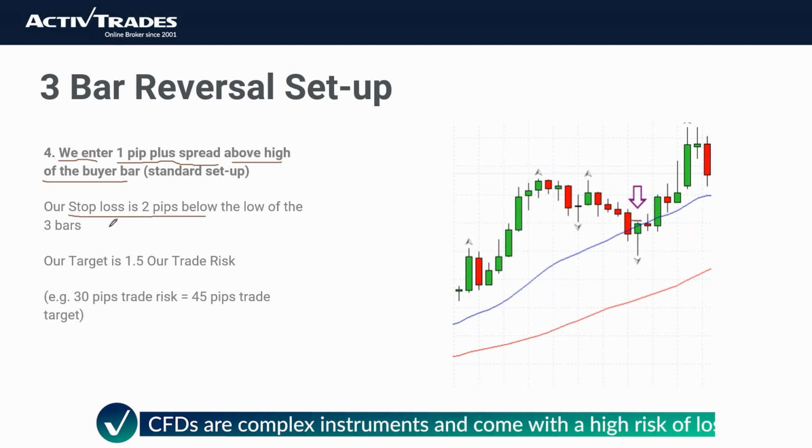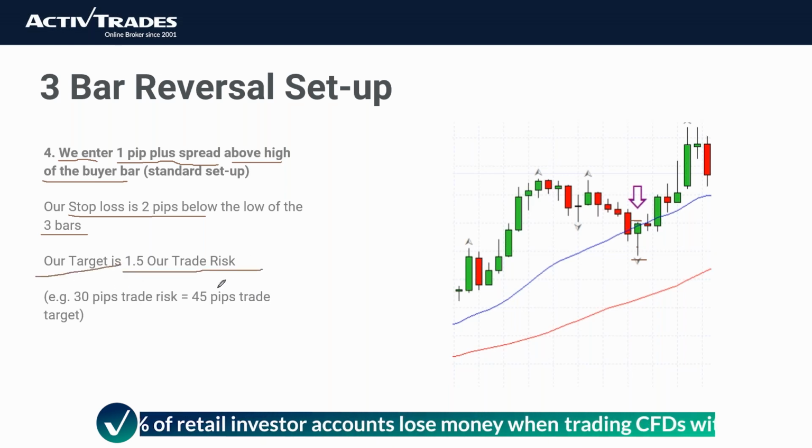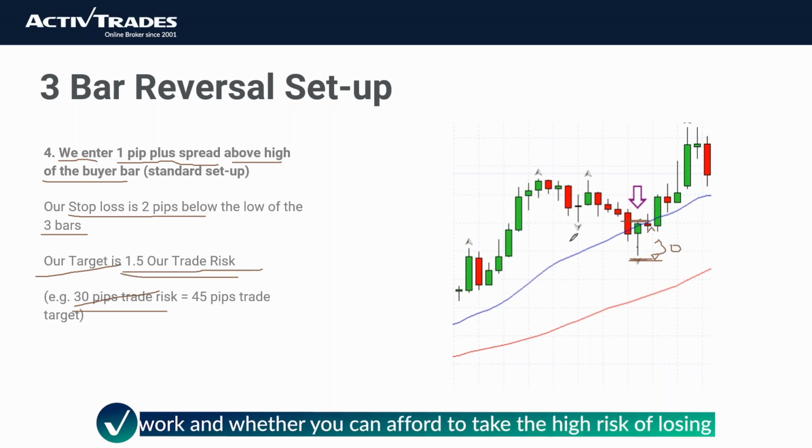Our stop loss is 2 pips beneath the low of the 3 bars. So we've got the bars here, the 3rd bar is also the lowest, so our stop loss will be 2 pips beneath the low of those 3 bars. Our target is 1.5 times our trade risk. What does that mean to new traders? Well, let's say the distance between our entry and our stop loss is, for example, 30 pips. Then our target will be 1.5 times our trade risk.